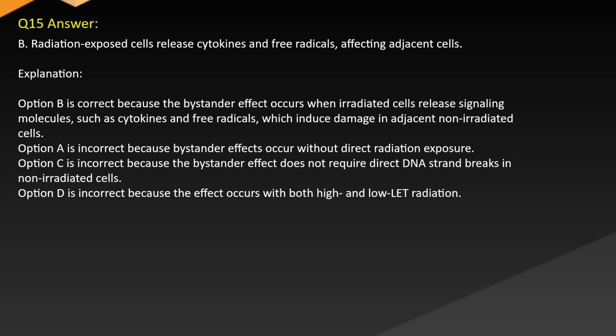Answer: B. Radiation-exposed cells release cytokines and free radicals, affecting adjacent cells. Explanation: Option B is correct because the bystander effect occurs when irradiated cells release signaling molecules, such as cytokines and free radicals, which induce damage in adjacent non-irradiated cells.